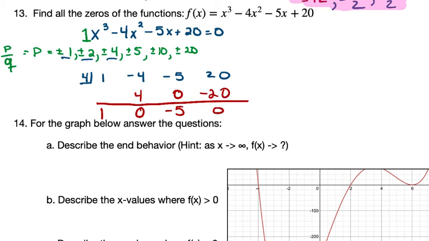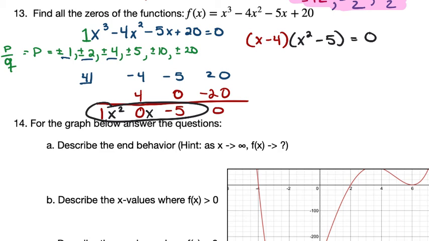Now, remember, that just tells us 4 is a solution, and once 4 is a solution here, that means that x minus 4 is the factor. And the other factor is the answer to the division problem. This is now x squared, 0x's minus 5, so we just write it like that. And so this is the factored form of this. This x squared minus 5, I can't factor any further, so now I just solve each factor.